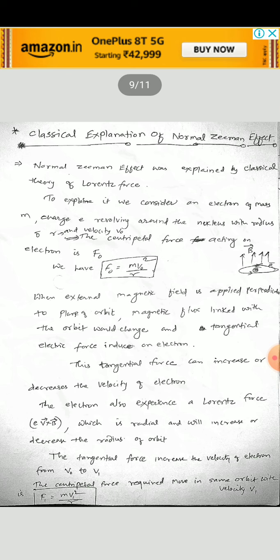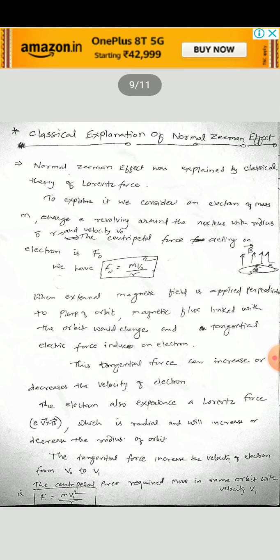Now, to explain this Zeeman effect, we consider an electron of mass m and charge e, revolving around the nucleus with some radius of orbit r, with initial velocity v0. The centripetal force which keeps it revolving in the orbit is F0. As we know, centripetal force is mv square upon r, so with velocity v0 it is m v0 square upon r.